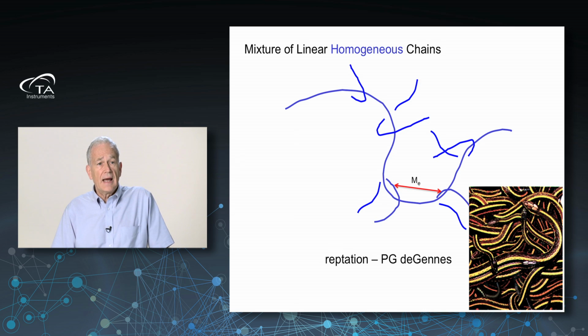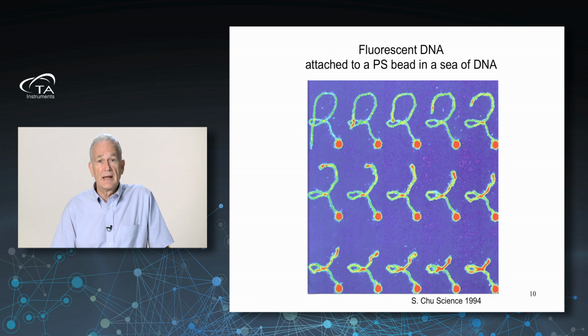We can see an example of this experimentally. So that's a theoretical idea. de Gennes got the Nobel Prize in physics in 1991 for this and some other theoretical understanding of materials.